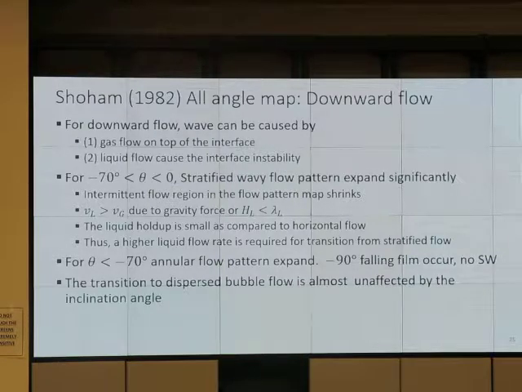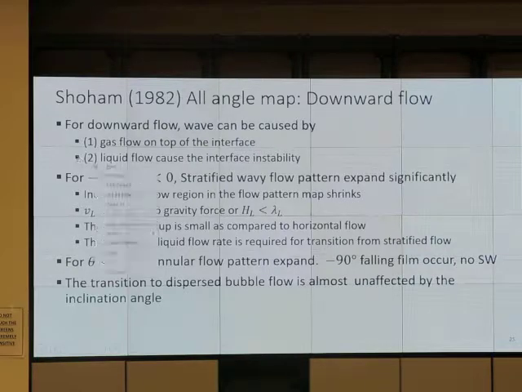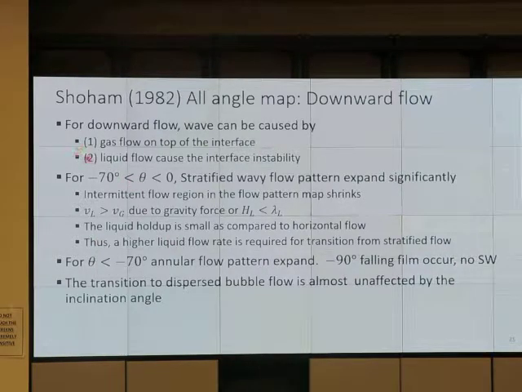Okay, what's that? Transition C, right? That's transition C, gas on top of the interface. Secondly, liquid flow causes the instability of the interface itself. That's transition K. Transition K is number 2. For number 1, it's just regular transition C. Between -70 and 0, the stratified wavy flow pattern expands significantly. The intermittent flow region in the flow pattern map shrinks.